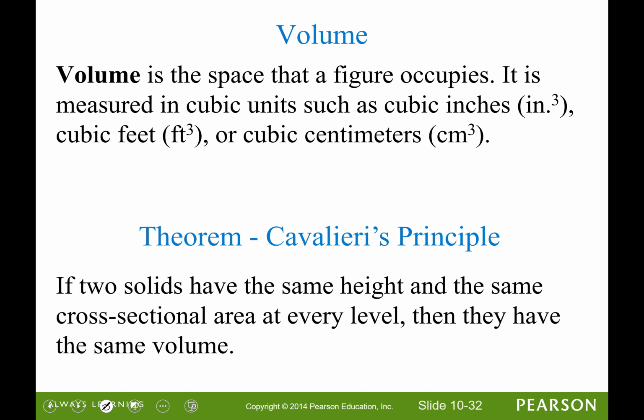Volume is the space that a figure occupies. It is measured in cubic units, such as cubic inches, cubic feet, or cubic centimeters. I always visualize a little cube like this when I'm calculating volume. And so if I have an answer of something like 500 centimeters cubed, then I picture this visually.